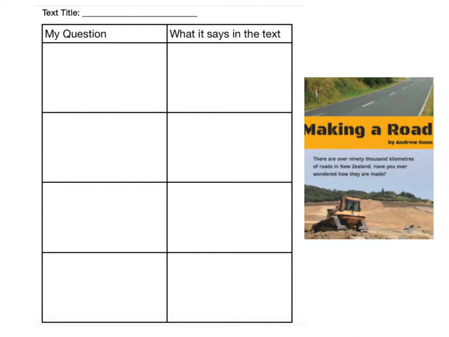So my first step when using this double entry journal is to think about some questions I want to ask. Now I can come up with my questions by thinking about the title of the story. I could have a look at some of the illustrations in the story. I could think about my prior knowledge and what I know about roads and questions that I might have. And I'm going to write my questions in these spaces here.